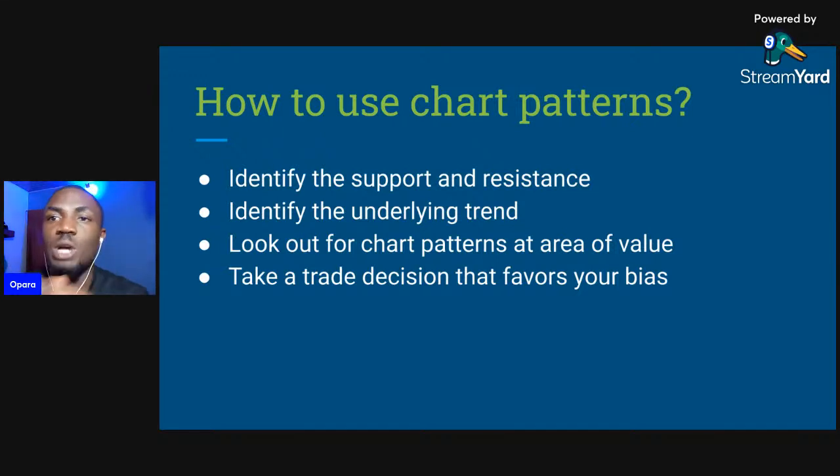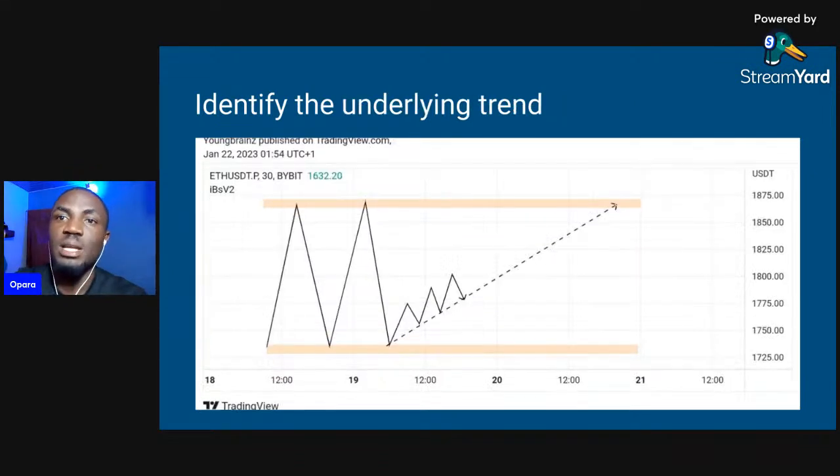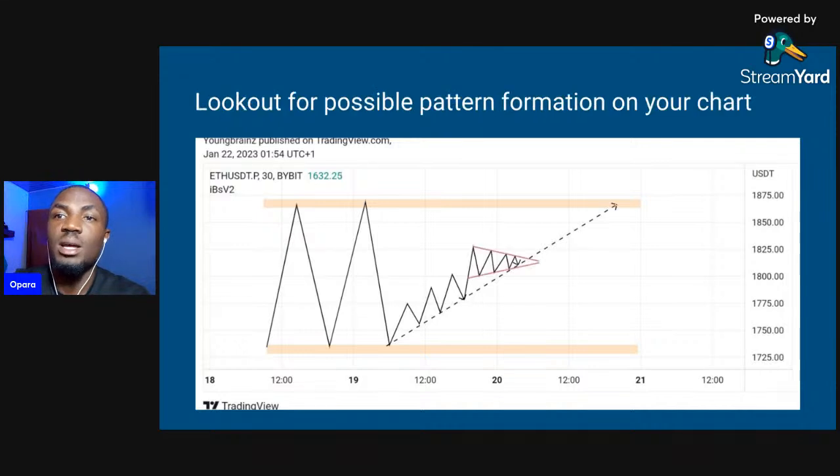All right, so look out for chart patterns at area of value, then take a trade decision that favors your bias. Very, very simple. All right, so very simple. There's not so much difficulty to do. I already taught you how to identify your support and resistance. Okay, so you can see this is my support and my resistance. You already know how to do it, right? So you can see that the price was at my support, and then the price is already advancing upward. I was able to identify my trend line. Okay, after identifying my trend line, what happened next? You can see what happened.